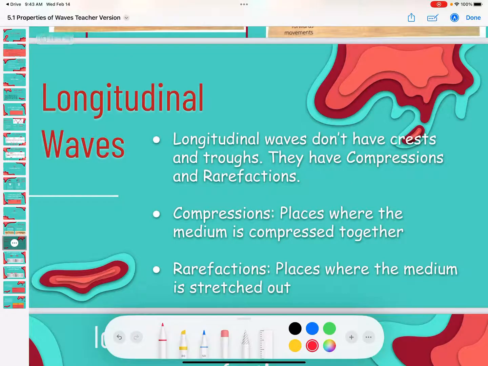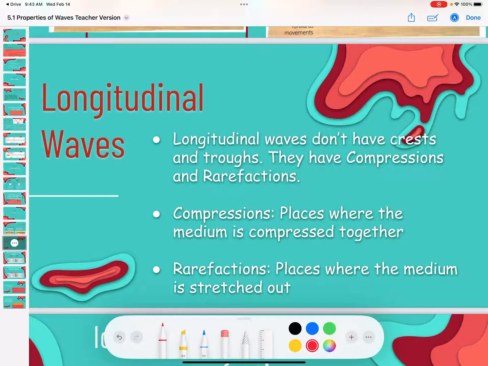So, giving you the written version: longitudinal waves don't have crests and troughs. They get what are called compressions and rarefactions, like I said before. Compressions are places where the medium is compressed together, no surprise. And a rarefaction is a place where the medium is stretched out, or where there are less waves present in that medium.